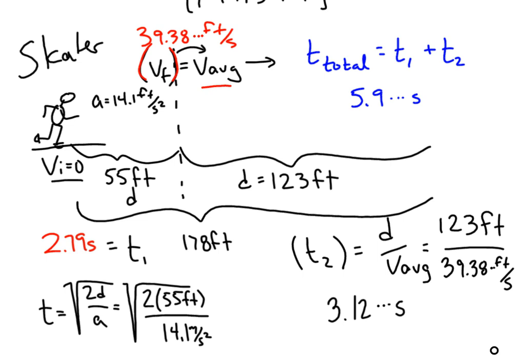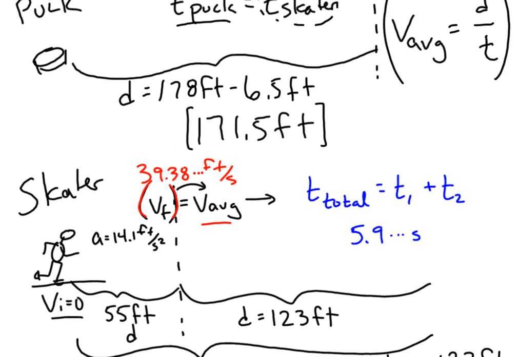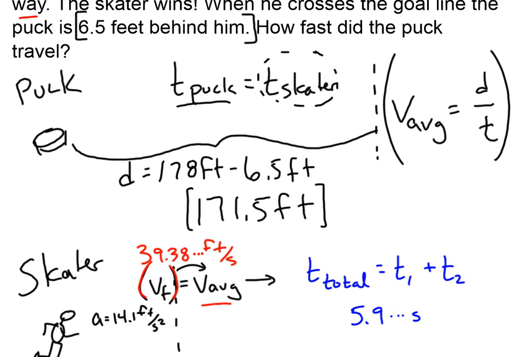There's more we could find, but we don't need to, because we can now go back to the puck. We had already reasoned through that the puck and the skater began at the same time, and at the moment the skater crossed the finish line, which we have now figured out was 5.9 seconds later, that the puck was 6.5 feet behind him, which means the puck had gone 171.5 feet.